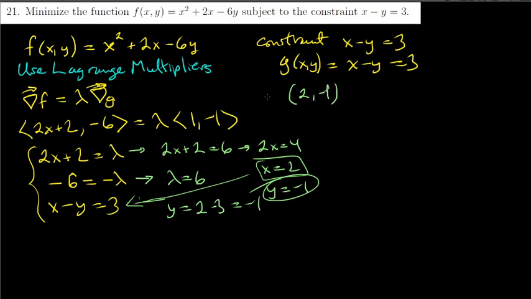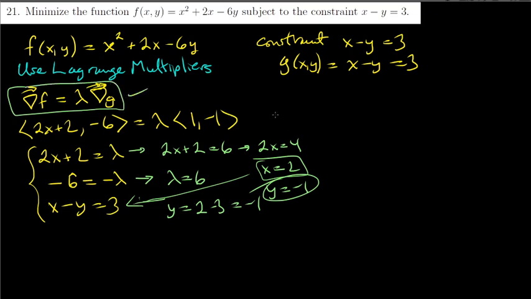That's where the gradient is 0, the 0 vector. Oh, is it? Hang on. The gradient... No, I'm sorry. The gradient is not 0. The gradient is equal to lambda times the gradient of g. So that's where this is true, not where the gradient is 0.